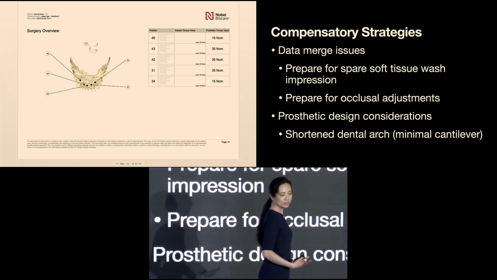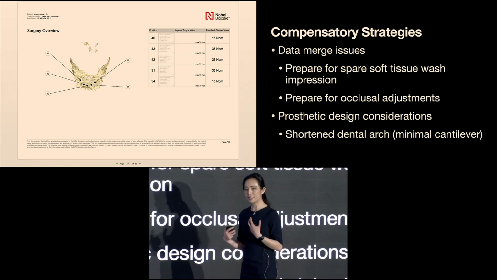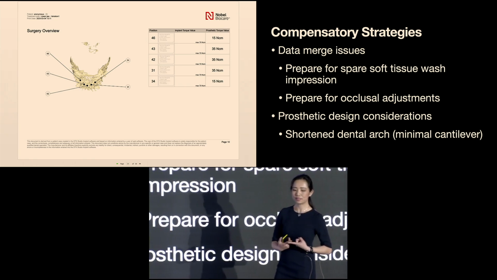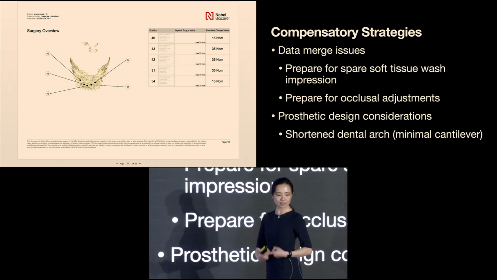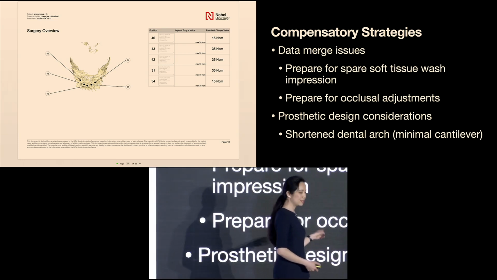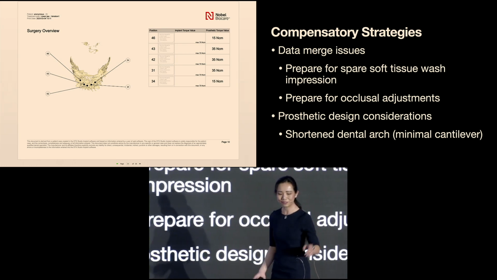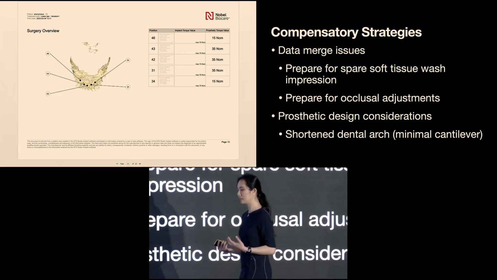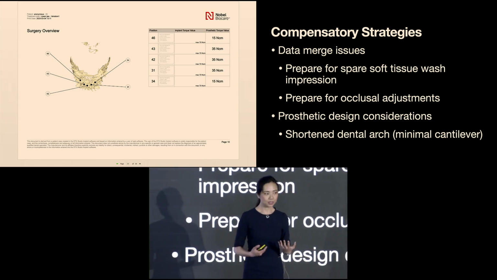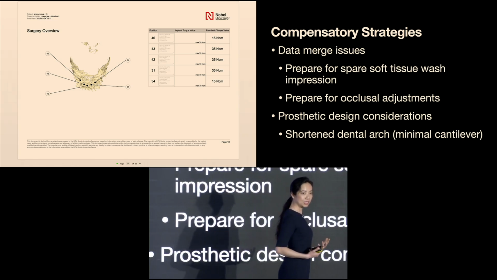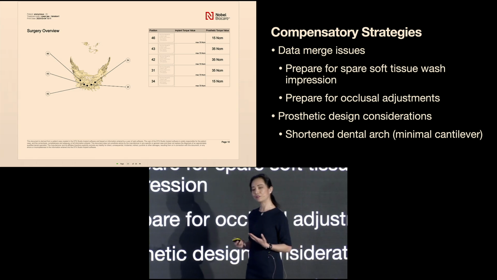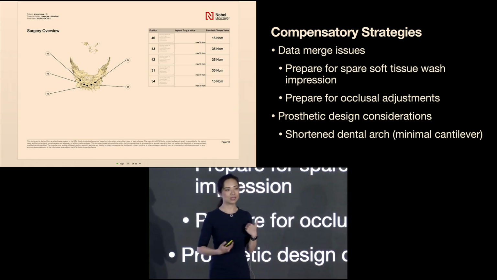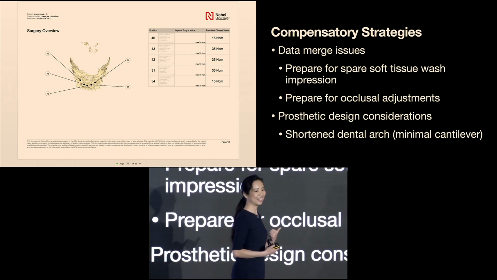So compensatory strategies I thought of before the patient's even in the chair and before I even met the patient was, one, we need to prepare for a soft tissue wash impression just in case. Prepare for occlusal adjustment, so make sure we have all the armamentarium for that. And then from there, we can modify the design for a shortened dental arch so we minimize the cantilevers. Because for any kind of printed restoration, we need to plan it out as though we're doing a full arch zirconia, meaning that we can have 0 cantilevers because we're going to have a risk of fracture right where the cantilever is.